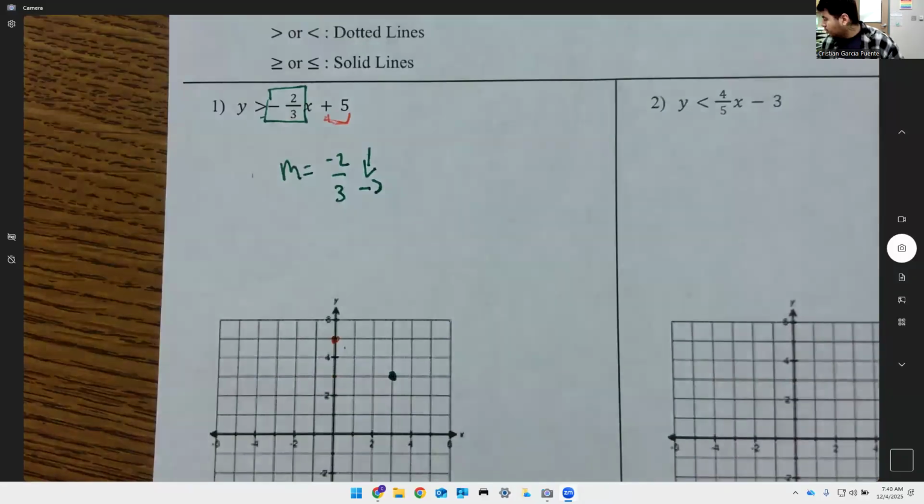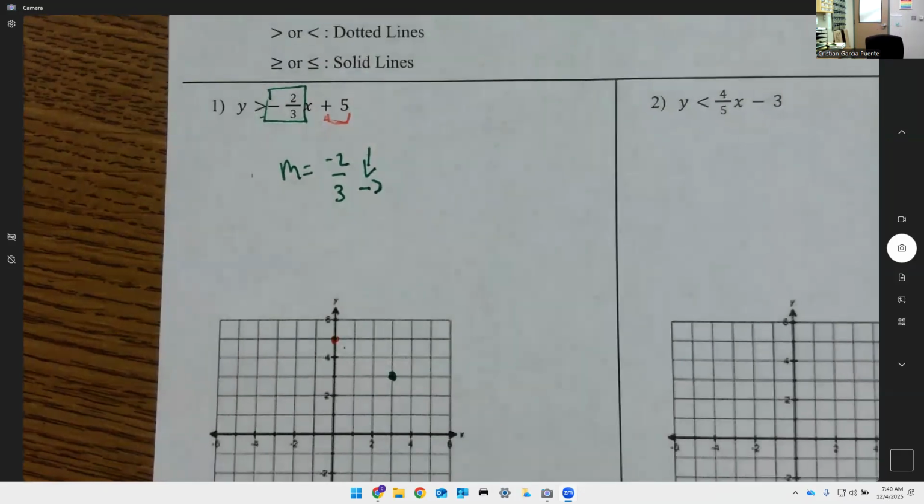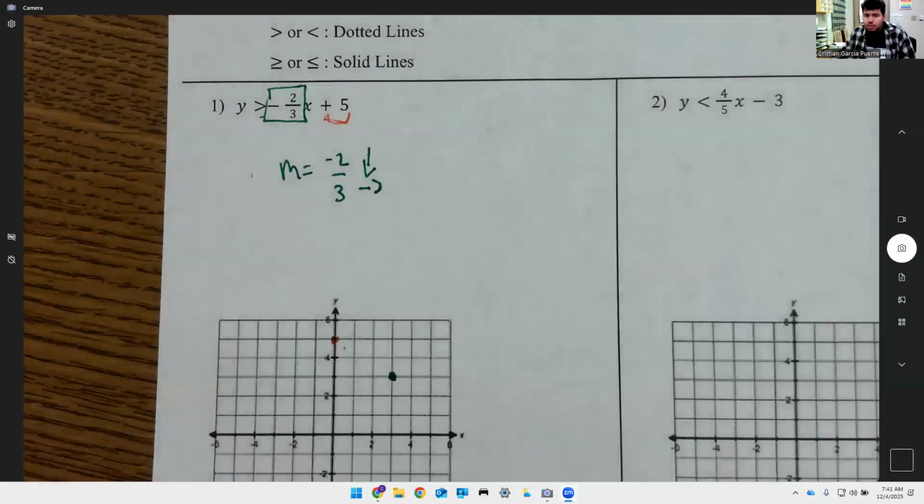So when we connect these 2 points with the ruler, which let me find one. Give me a quick second while I go find a ruler. And then again, when you guys are in class, you guys know that the rulers are in the back.